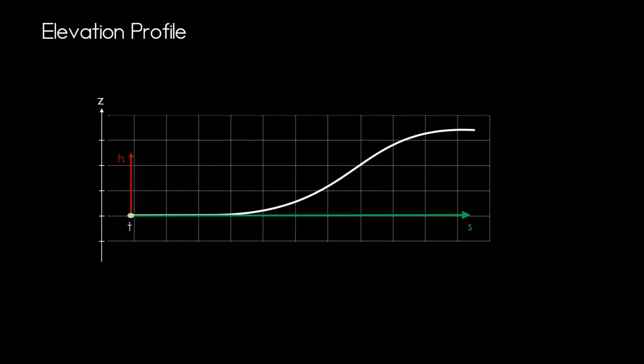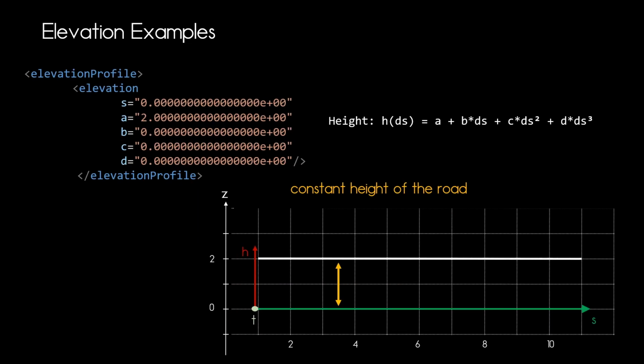And we can see how that works here in that image. The green line represents the reference line and has a certain length, and the white line represents the road surface, and obviously this is going to be longer than the green line. The elevation profile is defined within the road and contains elevation definitions for a road depending on how we would like to shape our elevation.